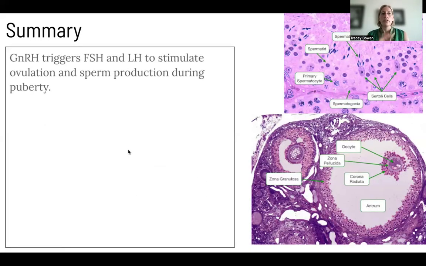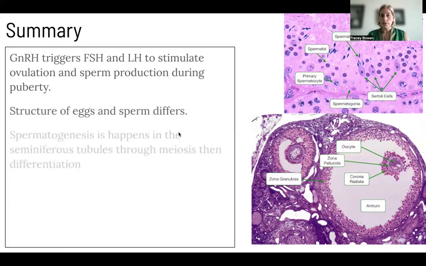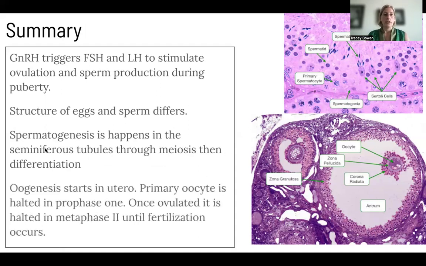So to summarize, GnRH, which is gonadotropin releasing hormone, triggers FSH and LH to stimulate ovulation and sperm production during puberty. The structures of eggs and sperm differ. Spermatogenesis is happening in the seminiferous tubules through meiosis and then differentiation. Differentiation is helped by nurse cells.